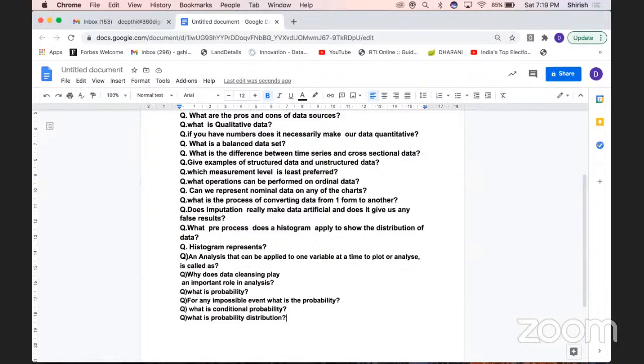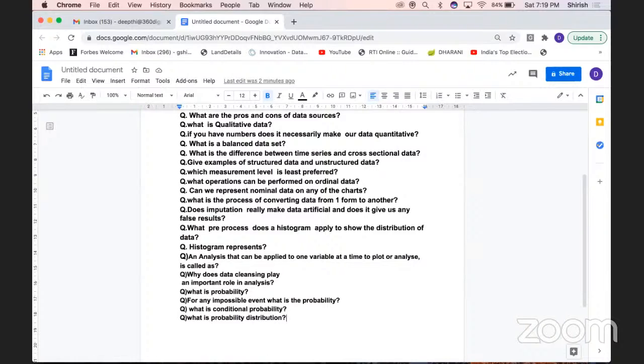Suppose you take any diagnostic test, like COVID positive or negative, or whether a person is a cancerous patient or non-cancerous patient. The possibility is only two: either it is positive or it is negative. What is the chance to have a positive case, or a negative case? There will be some chance. How much chance is there for it to be positive or negative?